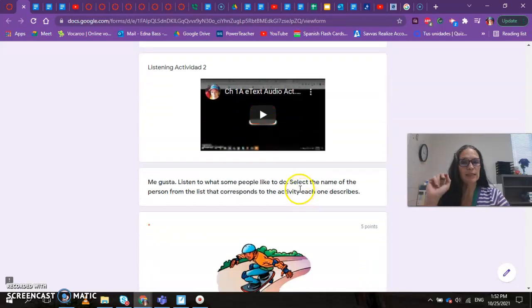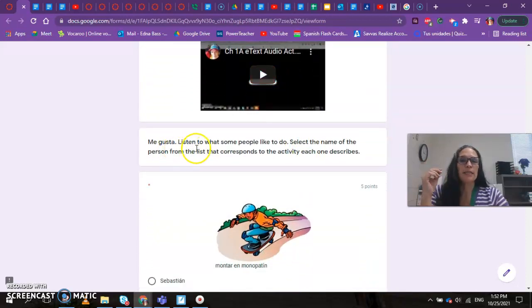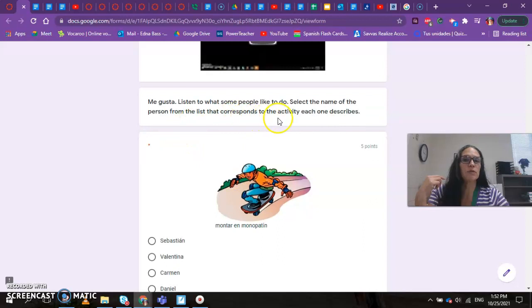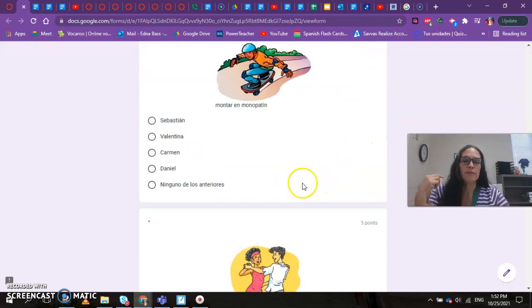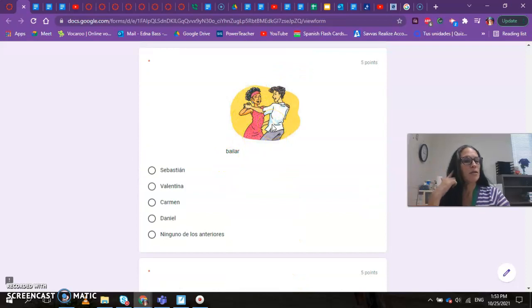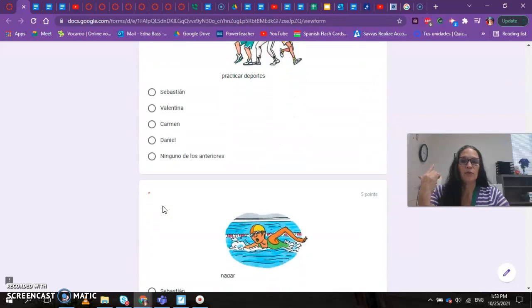In this second listening activity, you're going to play this. It says, listen to what some people like to do. Select the name of the person from the list that corresponds to the activity each one describes. So who's saying that they like to montar en monopatín? Skateboarding. Who said that? It was Sebastián, or Valentina, or Carmen, or Daniel, or none of them. So you have to select among these. You look at the activity, you listen, and then you select who said what. And that is what you had to do.